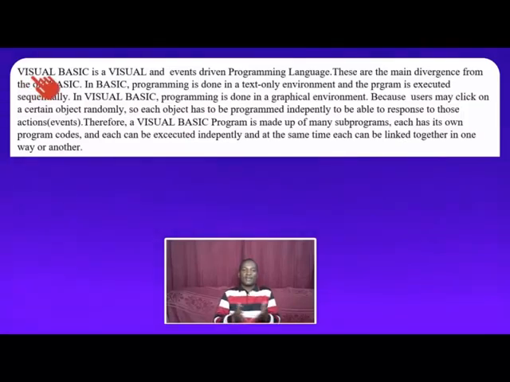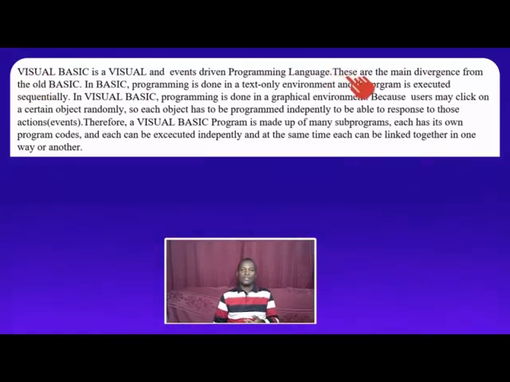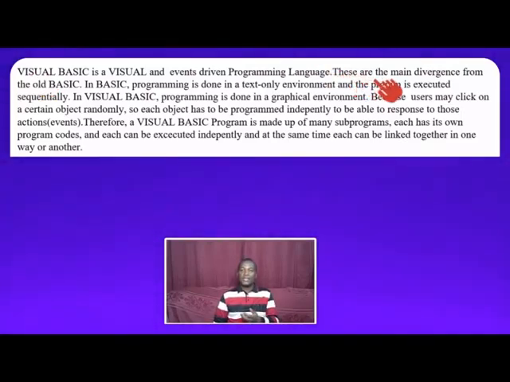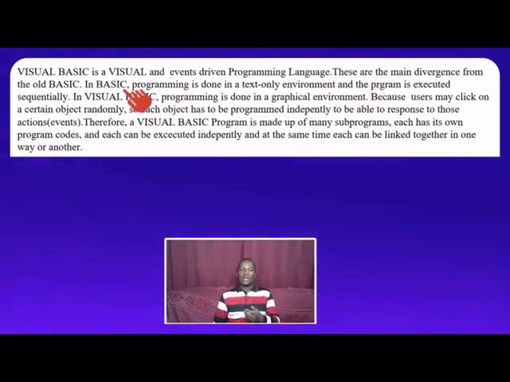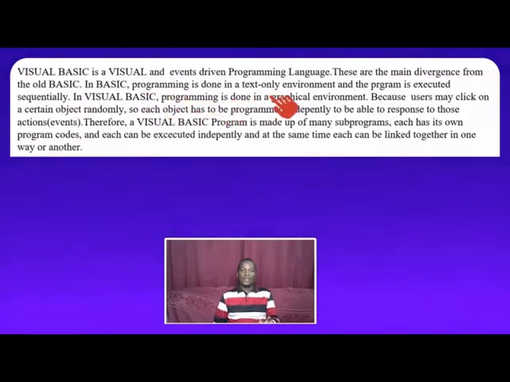Visual Basic is a visual and event-driven programming language. These are the main divergences from the old BASIC. In BASIC, programming is done in a text-only environment, and the program is executed sequentially. In Visual Basic, programming is done in a graphical environment.